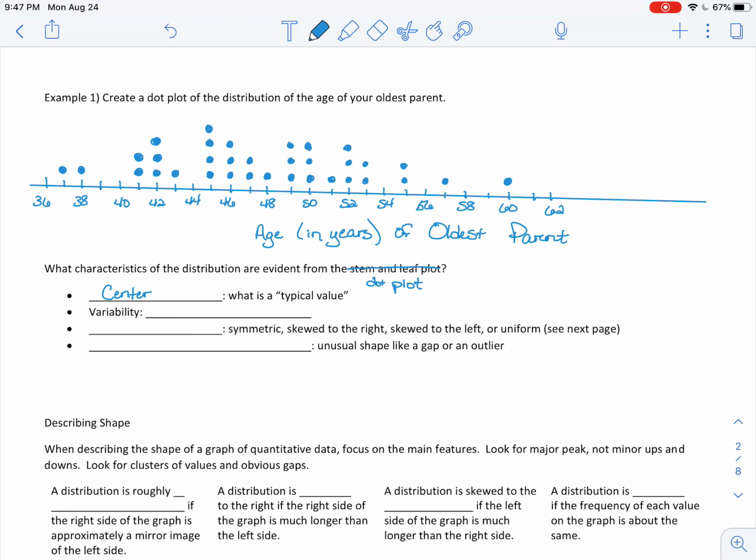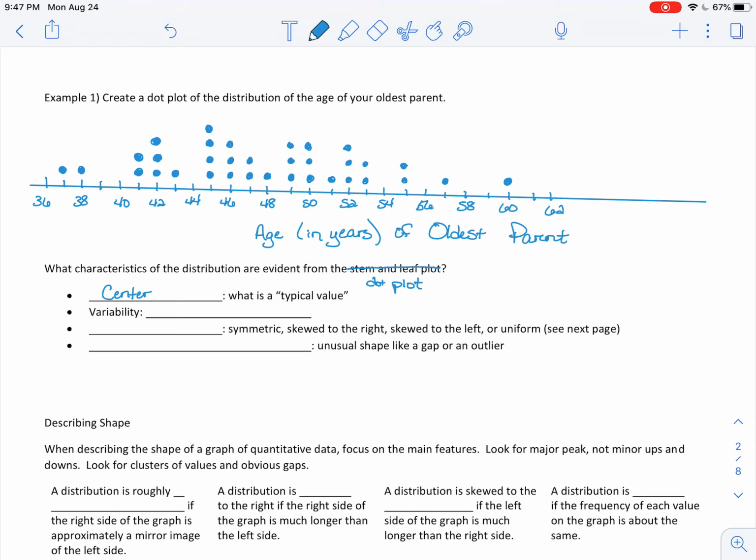Where would it balance? Personally, I think 47 or 48 seems pretty close to the balance, because there's a nice peak here, but it does slowly taper off to this side. So this could be debated, but my guess would be that 47 or 48 is about our typical value.